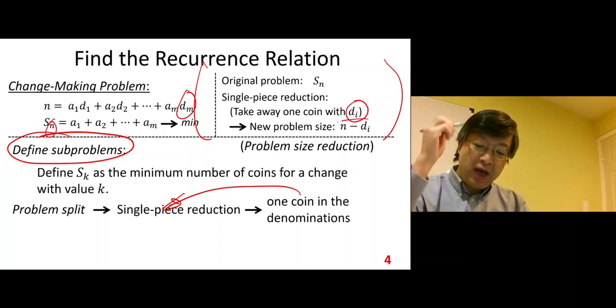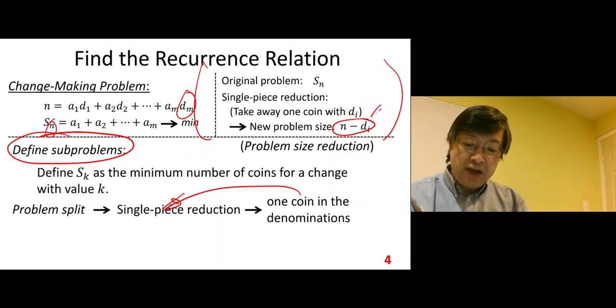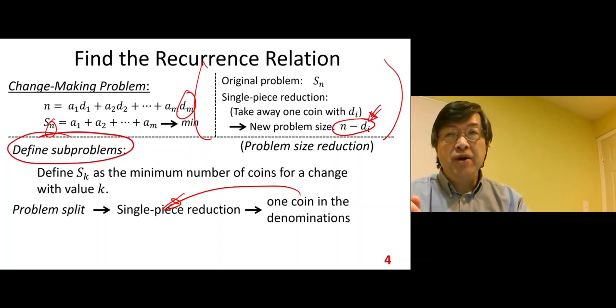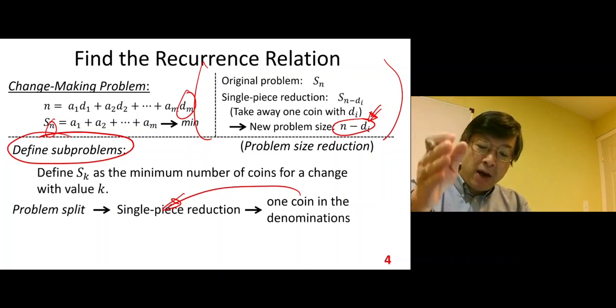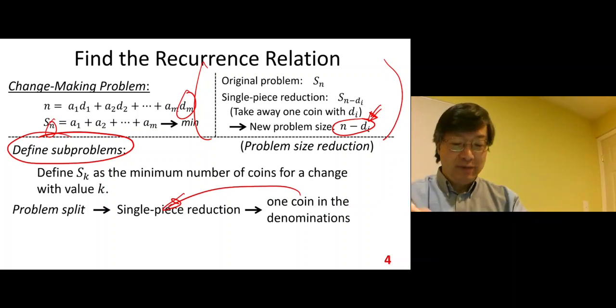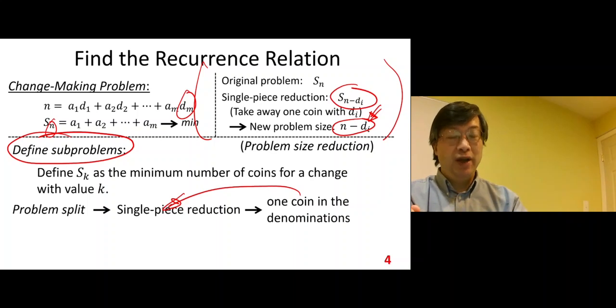Okay, so this is your new problem size. What is the optimal solution for this new problem size? Using our general definition of the subproblem, that is S sub n minus di. So we have that expression. This is the best solution, the number of coins we have.